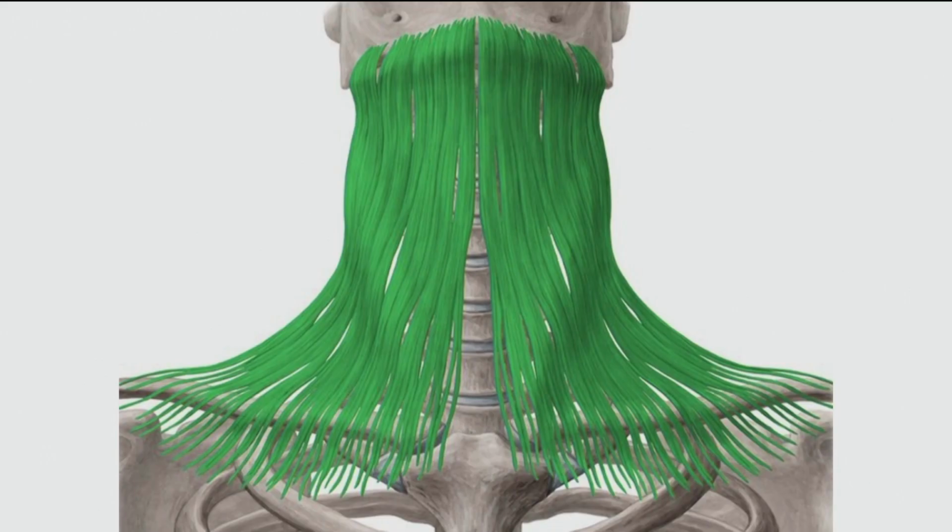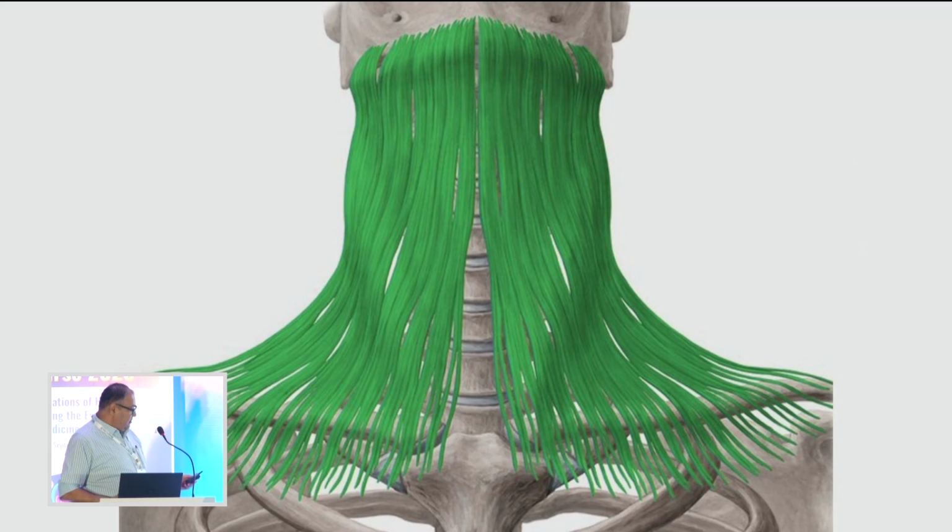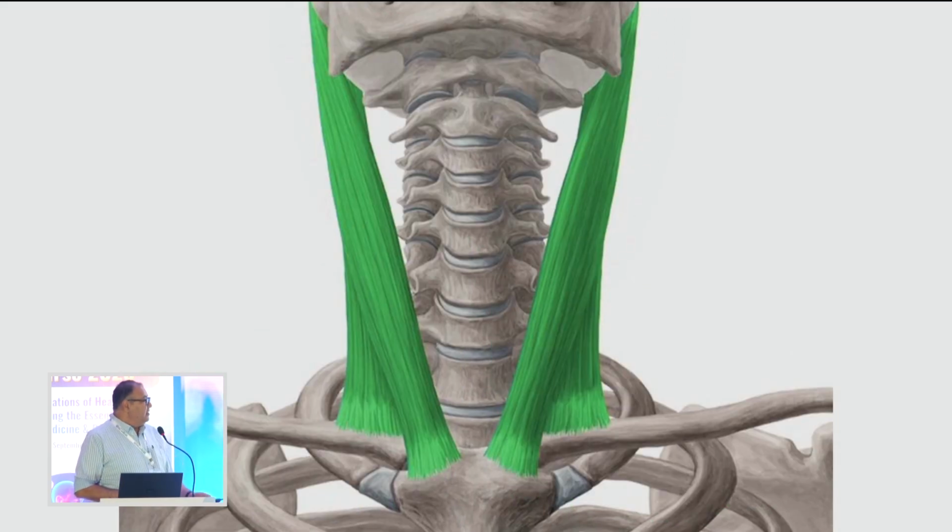So this is our platysma. I won't go into details on all these muscles. I just want to leave you with a picture in your mind, so that you don't think MRI all the time. Then you have sternomastoid with its 2 heads, sternal and clavicular.